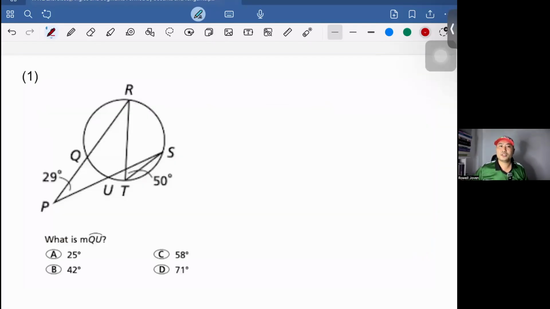All right, so I want you to try the first problem. What is the measure of RQU? So 1 minute, begin.